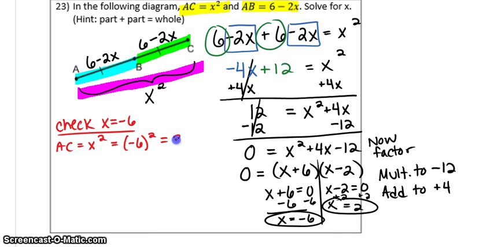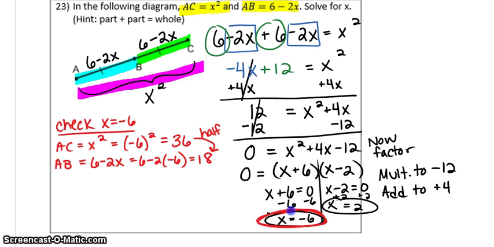Negative 6 squared is positive 36. And I also need to plug in x equals negative 6 into the other expression. 6 minus 2 times negative 6 is 18. What we want to make sure that we're seeing here is that these numbers are not the same. They're not supposed to be the same. Remember, the line segment AB is supposed to be half the length of AC. So we find that we have a solution that works. X equals negative 6 does indeed work. So that is one solution.